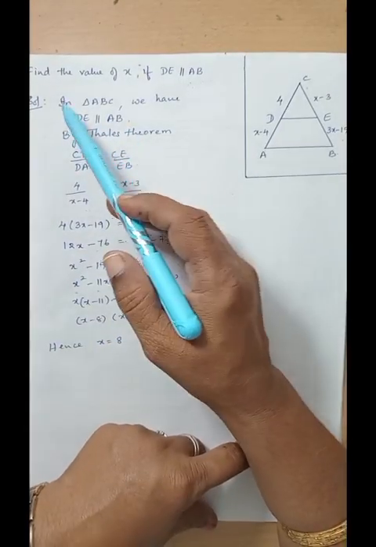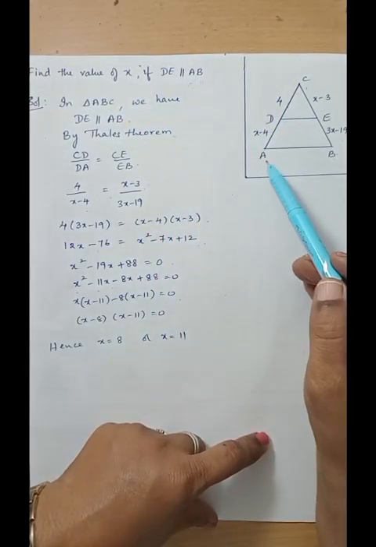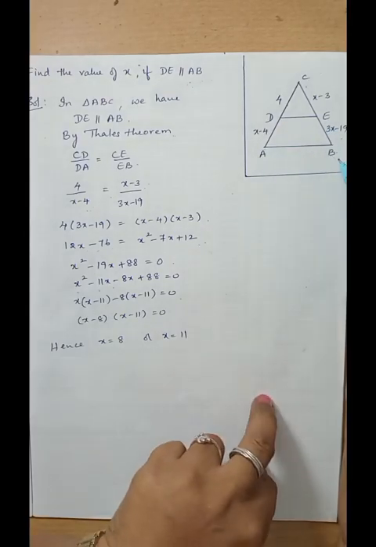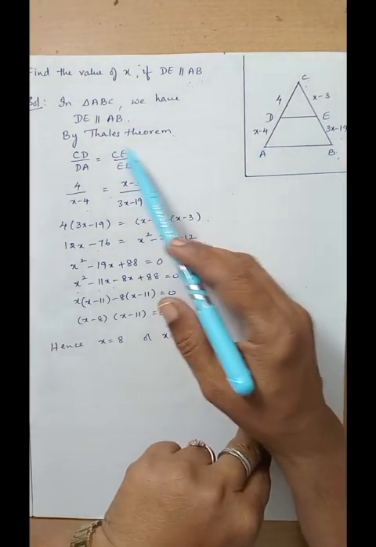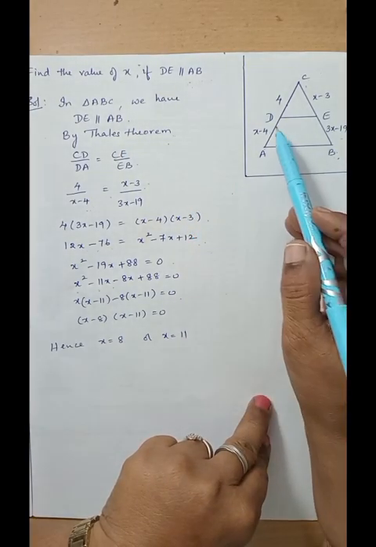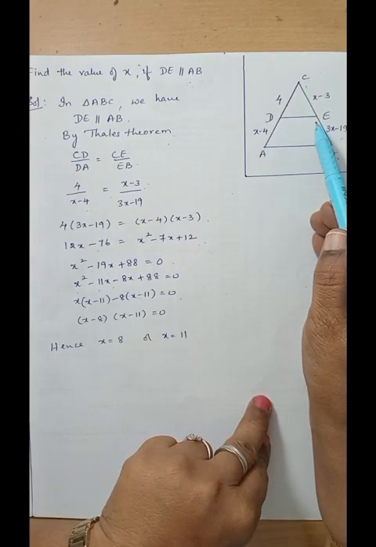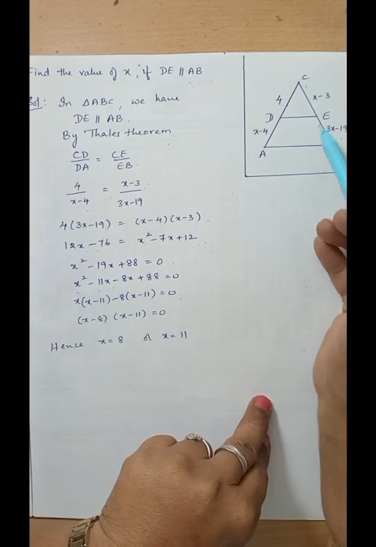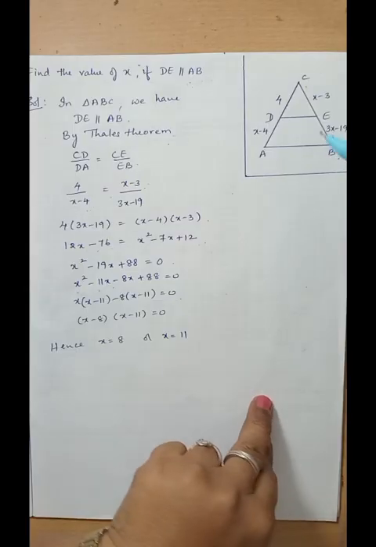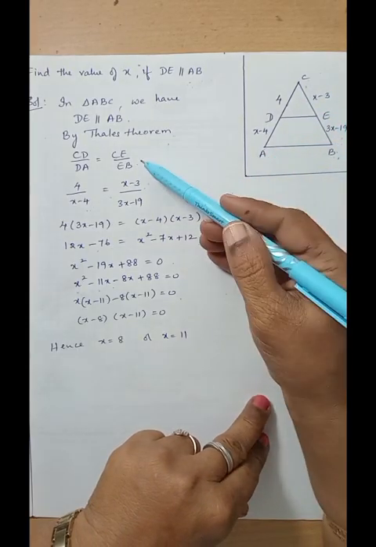Now the question is, find the value of x if DE is parallel to AB in triangle ABC. We have DE is parallel to AB, so we need to apply Thales theorem. Thales theorem states that if a line is drawn parallel to one side of the triangle to intersect the other two sides in distinct points, then the other two sides are divided in the same ratio. Hence we have CD by DA is equal to CE by EB.